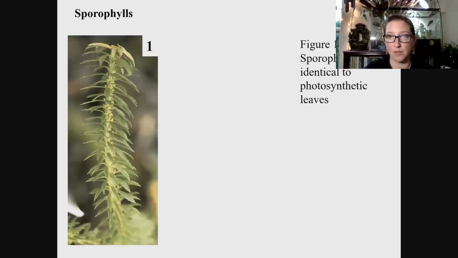So this is what I was talking about on the previous slide. Maybe my head is blocking it. It says, Figure 1, sporophylls are identical to photosynthetic leaves. So if you look at the picture on the left, all of these green leaves look just like regular microphylls. And these little yellow things at the base of them are the sporangia. But they just look like normal microphylls. They're green, nothing fancy. They're not organized in any special structure. They're just regular green microphylls that happen to have sporangia on them.